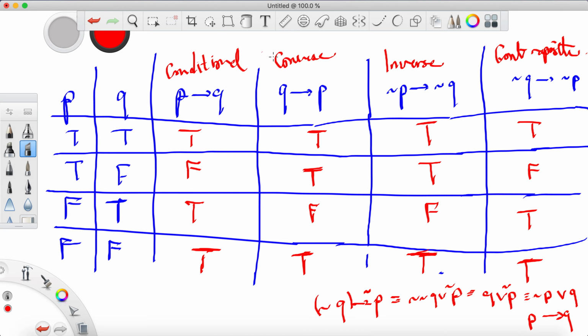So to be clear, there isn't anything special about the letters P and Q. We're just saying that if you start off with P implies Q, then the statement Q implies P is a converse. So for example, if I were to say all men are mortal, what would the converse be? How about all mortals are men? That's what the converse would be.